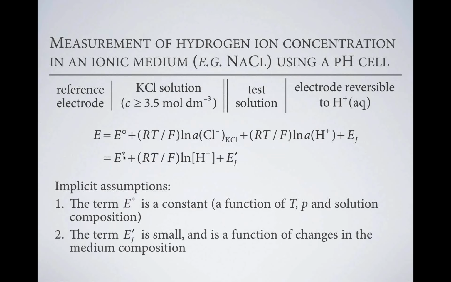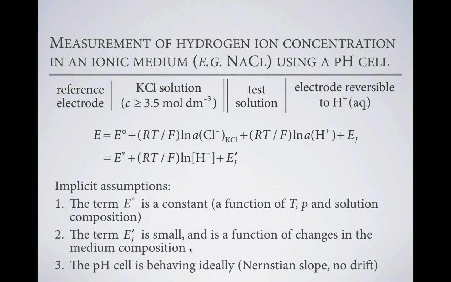So the key here is the solution composition cannot change much in order for it to remain essentially constant. And this residual liquid junction term is also assumed to be small and a function of changes in the composition. Most typically, changes that substantially change the conductance of ions, that is, changes with regard to hydroxide ion or hydrogen ion.